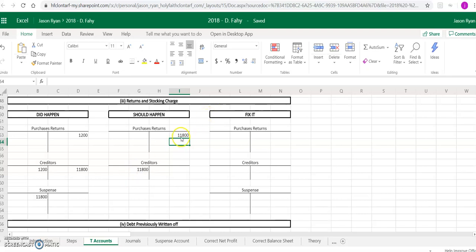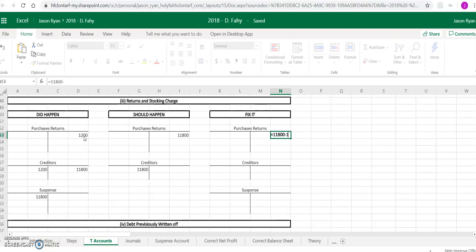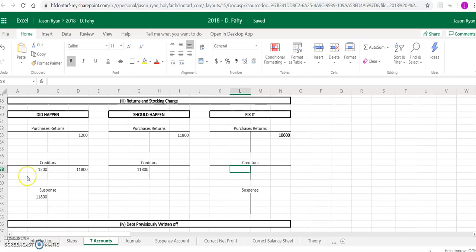So how do we fix it then? In our purchase returns account, we already have 1,200. So we should have 11,800. So we're going to take 11,800, take away the 1,200, see how much we need to add to the credit side to make it 11,800. So we need to add 10,600 to the credit side. Now we see in our credit account we need 11,800. We have 1,200 already on the debit side. We have 11,800 on the credit side.